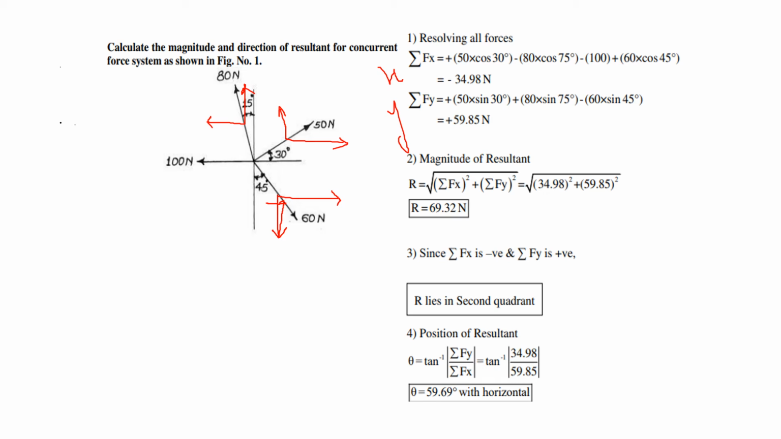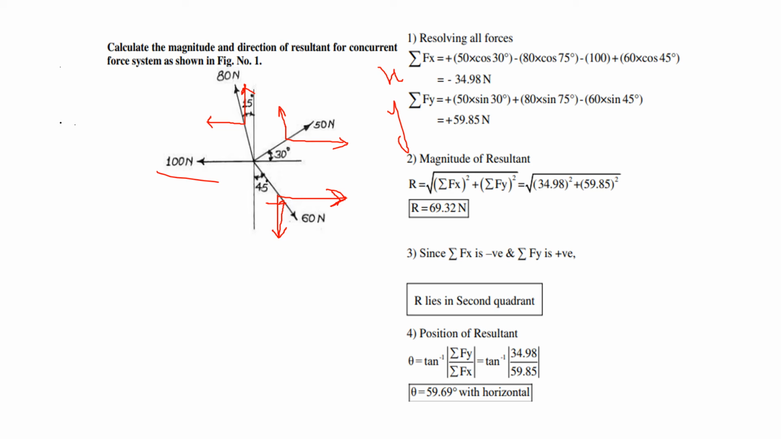Then minus 100, minus this 100, plus this 60 cos 45, because this 60 x direction resolution is having right side. So summation Fx is equals to minus 34.98 Newton.